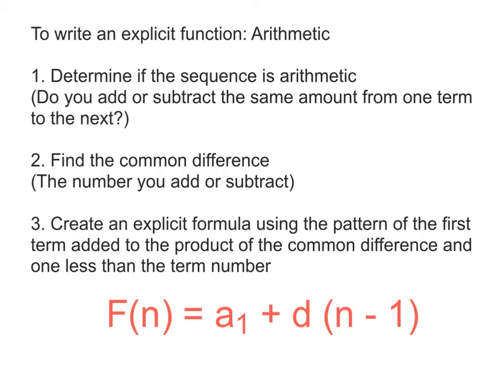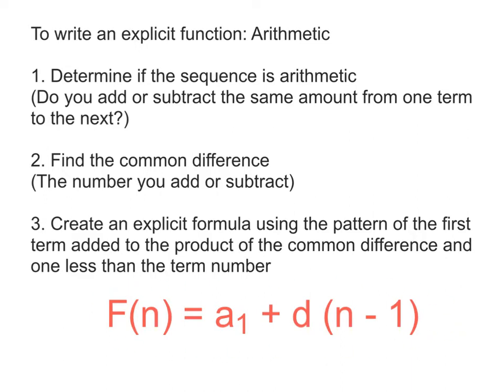To write an explicit function in the arithmetic, number 1, determine if the sequence is arithmetic, okay? So do you add or subtract the same amount from one term to the next? Number 2, find the common difference, the number you add or subtract. And number 3, create an explicit formula using the pattern of the first term added to the product of the common difference and one less than the term number. And that's what we have right here, okay?